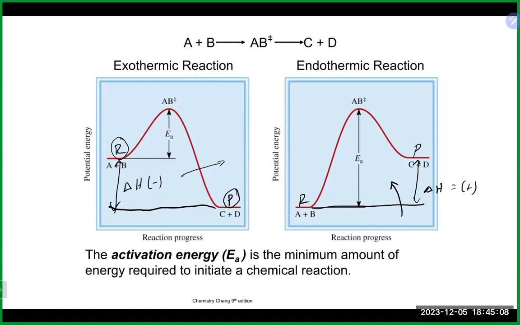You need to have collision between molecules, and they do need to hit each other in the right sort of location. And they also have to hit each other with the right amount of energy. And there's always a barrier of energy as the reactants are trying to make their way up and over to the other side. And that is what is referred to as the activation energy. It's the hill that the reactants have to climb in terms of energy to get to the other side. It's the minimum amount of energy that's required for that reaction to take place.